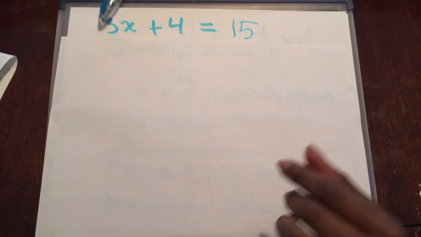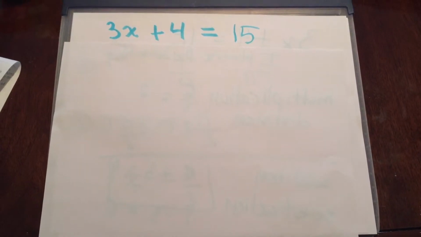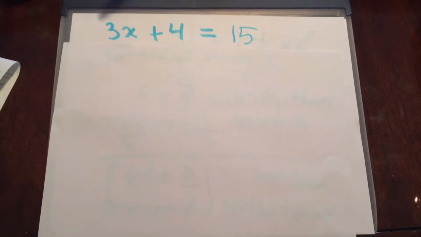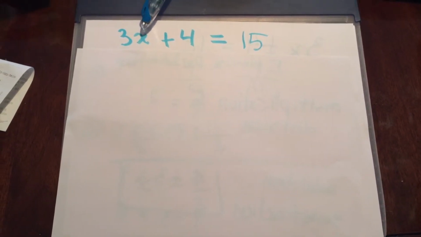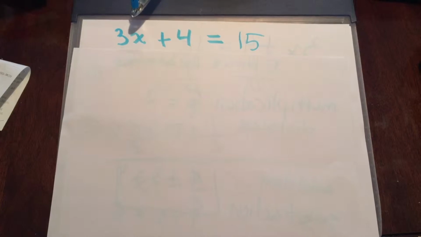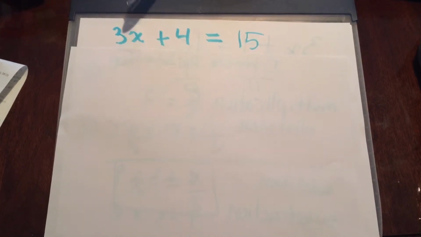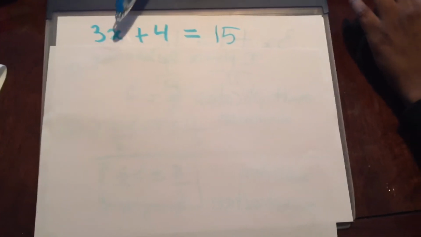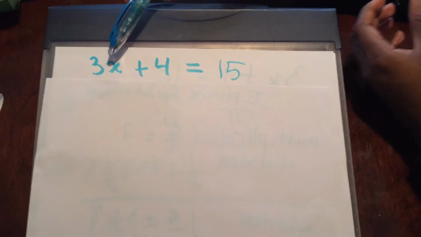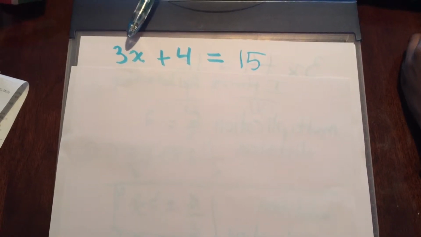So here I have an example problem. We have 3 times x plus 4 equals 15. Like with one-step equations, we're trying to isolate this variable. As we discussed then, the variable can be x, it can be y, it can be l, it can be anything. We're not really concerned with what is standing in for the variable. We're concerned with what the variable stands for and its relation to the other things. So for now, let's just focus on this problem.